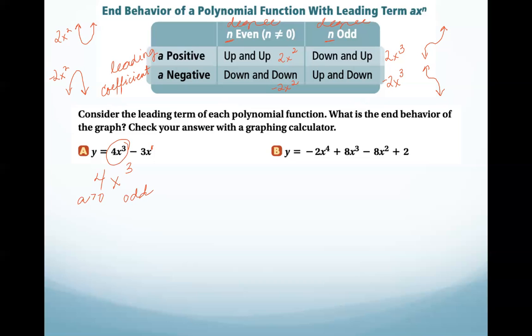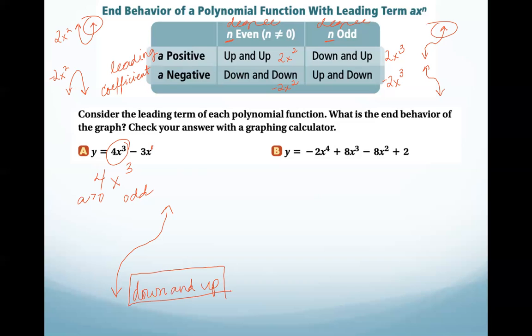A is positive. I think of A being positive means right hand up. Okay, notice positive, the right hand always goes up. So it's odd. The right hand goes up, the other hand goes down. Okay, so the end behavior is down and up.